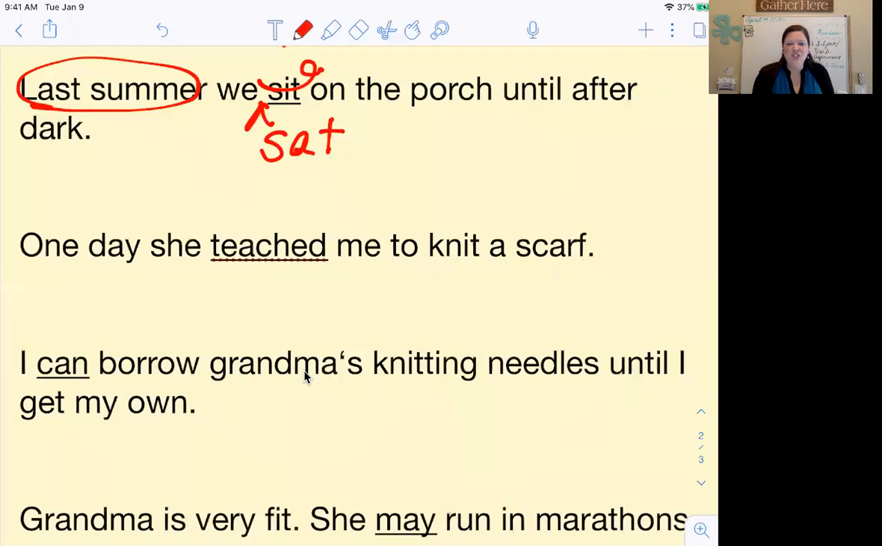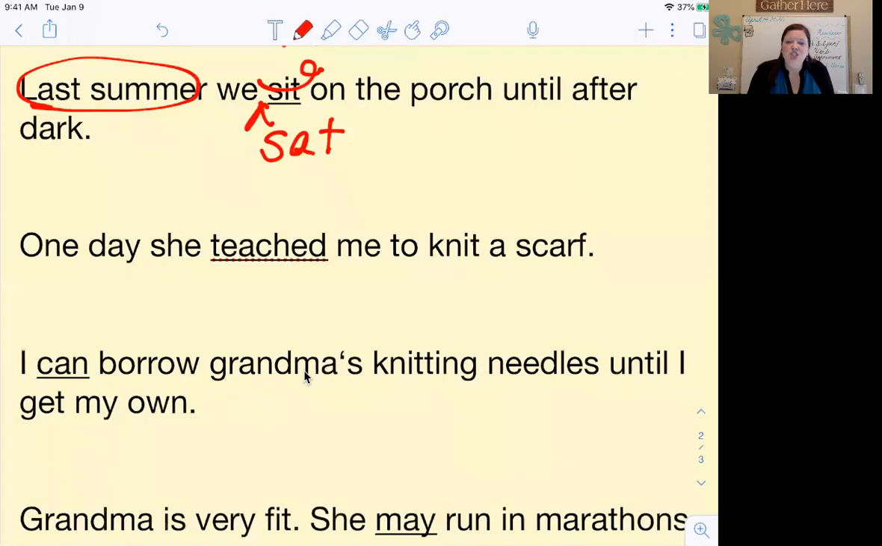One day, she teached me to knit a scarf. Did you notice how when I typed this out, it actually had a little red squiggly line underneath it saying, this is wrong, this is wrong, this is wrong. Now, the computer won't always recognize that something is wrong. That's why it's important that we know the rules. Did you notice how in the other sentences, nothing was underlined in red squiggle? The computer is thinking that everything is fine, when in fact it actually is not grammatically correct.